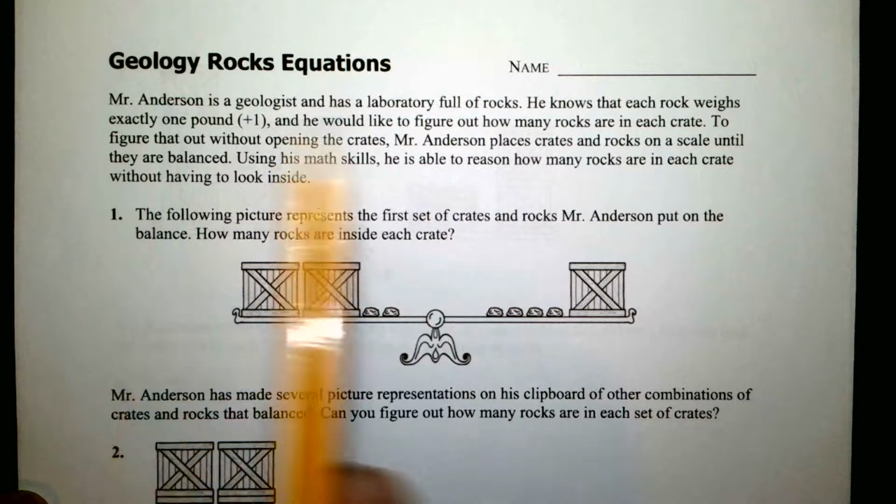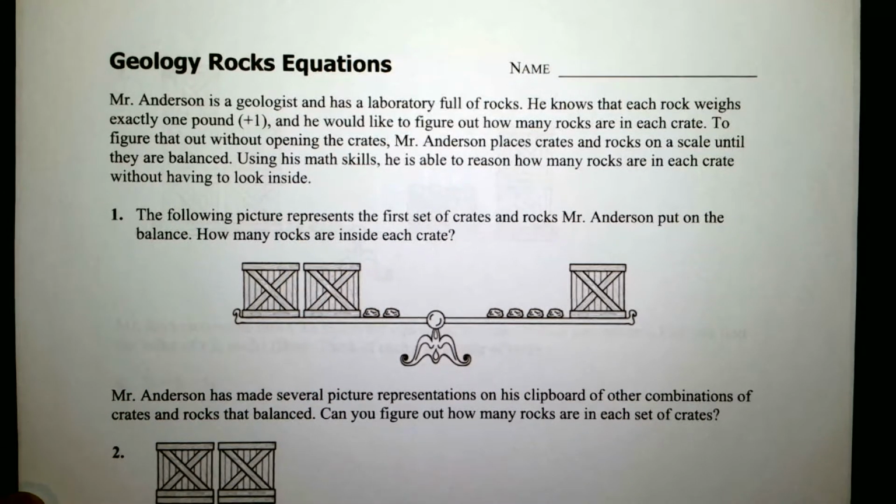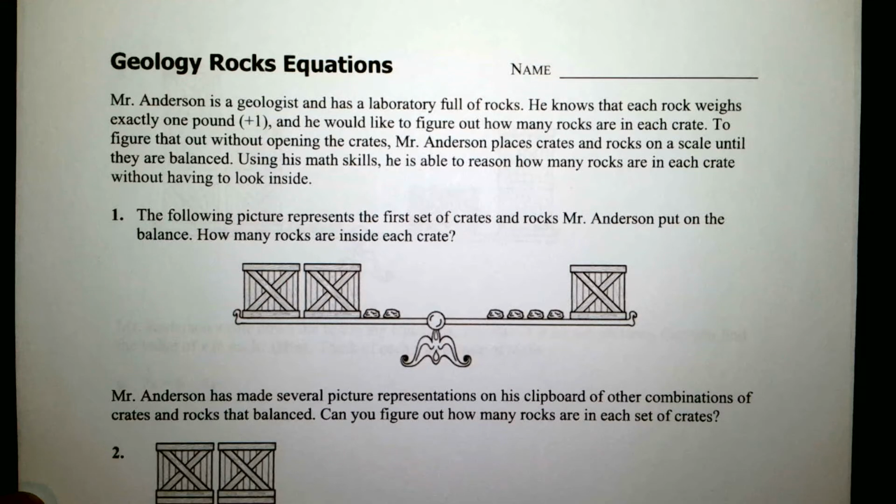So, Mr. Anderson is a geologist and has a laboratory full of rocks. He knows each rock weighs exactly 1 pound, and he would like to figure out how many rocks are in each crate. To figure that out without opening the crates, Mr. Anderson places crates and rocks on a scale until they are balanced. Using his math skills, he is able to reason how many rocks are in each crate without having to look inside. So this following picture represents the first set of crates and rocks Mr. Anderson put on the balance. How many rocks are in each side of the crate?